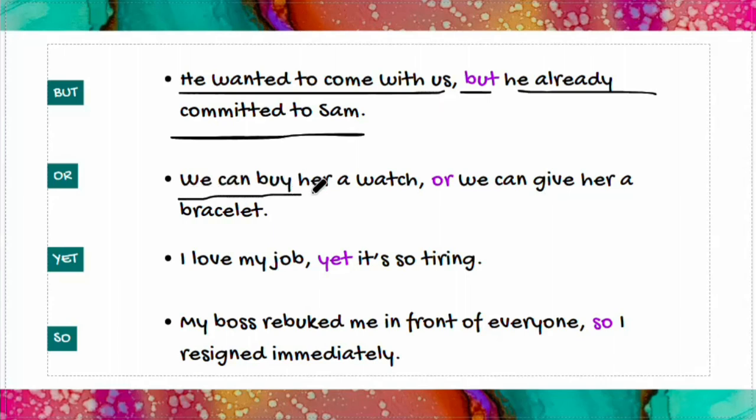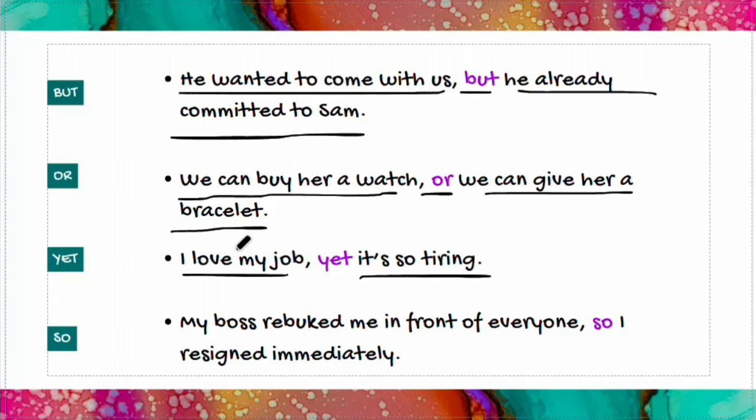We can buy her a watch, complete sentence. We can give her a bracelet, another complete sentence. Connected with "or," a FANBOY, compound sentence. I love my job, it's so tiring. Complete sentence, connected with "yet," compound sentence.